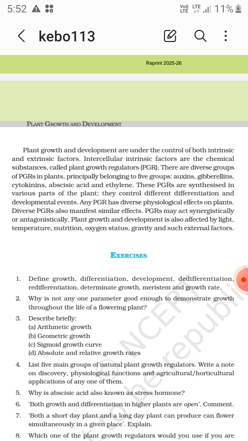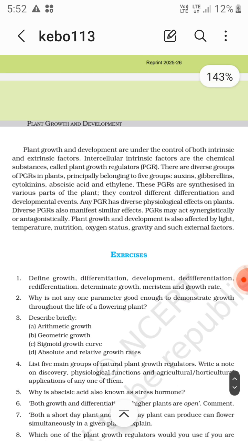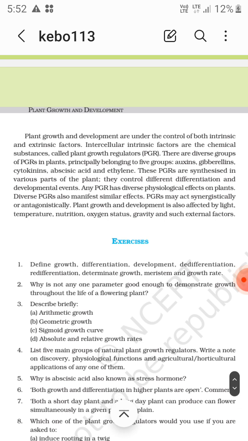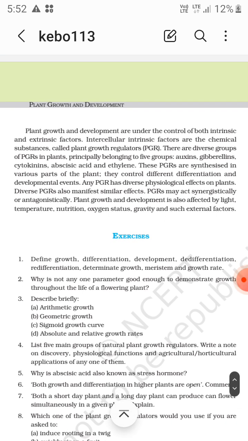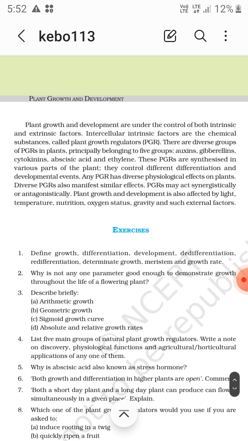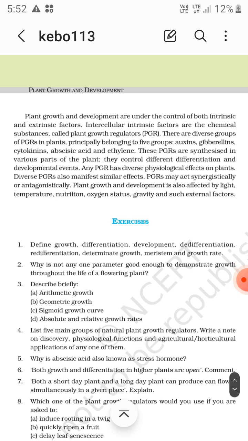There are diverse groups of PGRs in plants, principally belonging to five groups: auxins, gibberellins, cytokinins, abscisic acid, and ethylene. These PGRs are synthesized in various parts of the plant. They control different differentiation and developmental events.